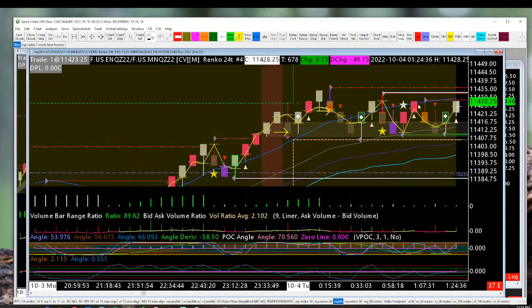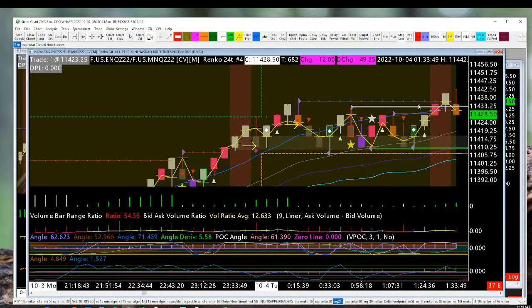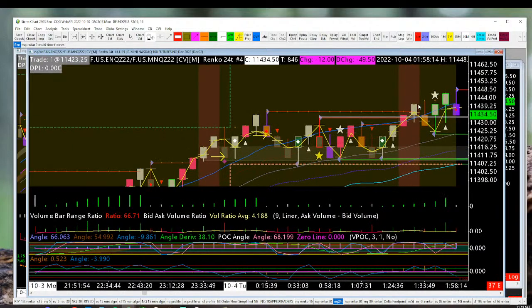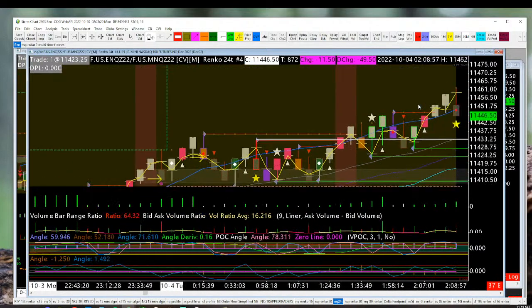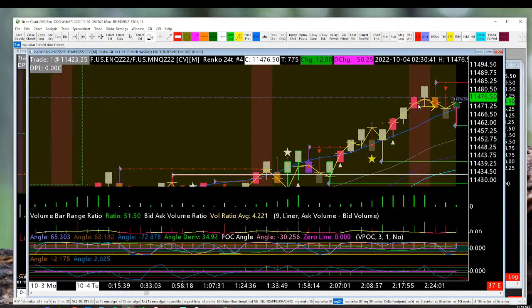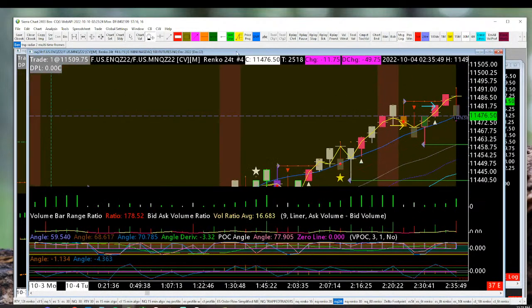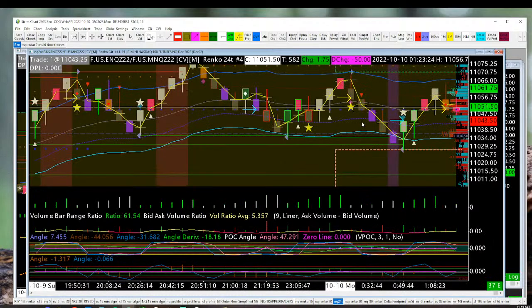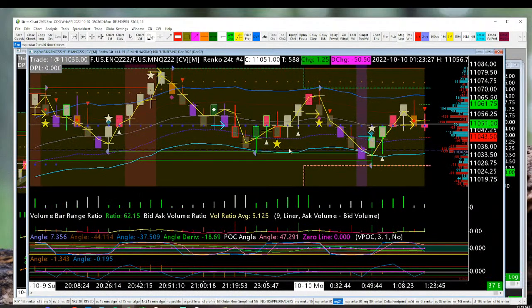What time is it? Oh, yeah. It's the middle of the night. Chop, chop, chop. Green bars. Green bar. Nothing. Okay, let me see what we're doing right now, and then we'll probably end the stream so I can get some sleep. Trend. Okay. Chop, chop, chop.